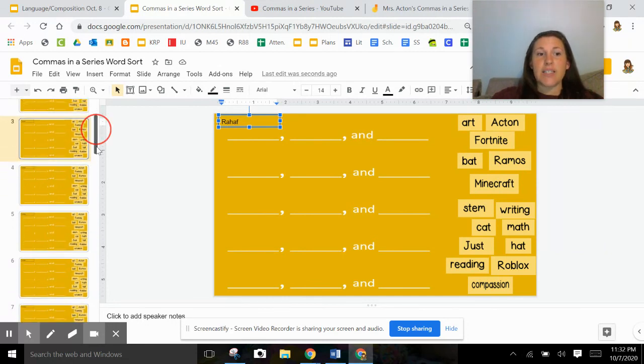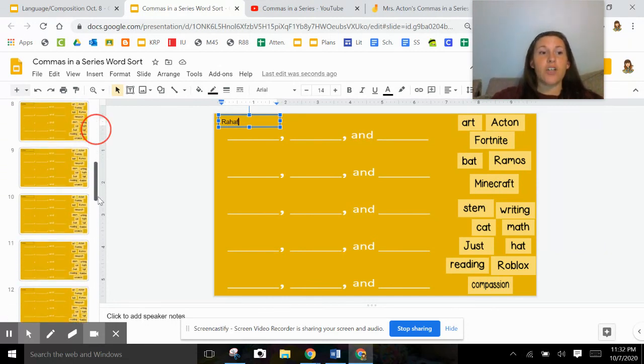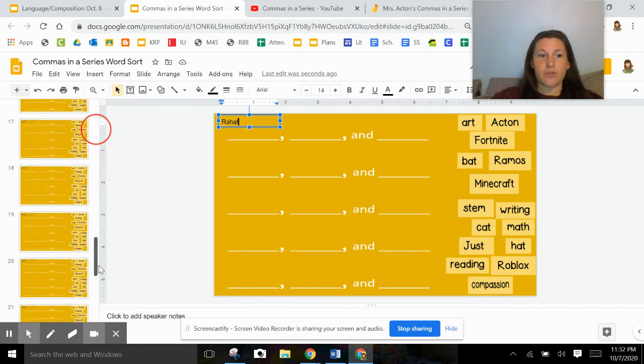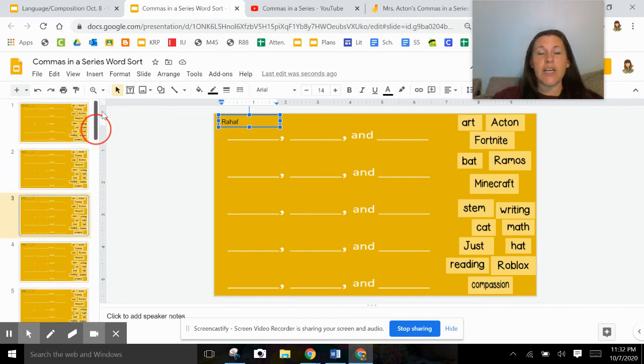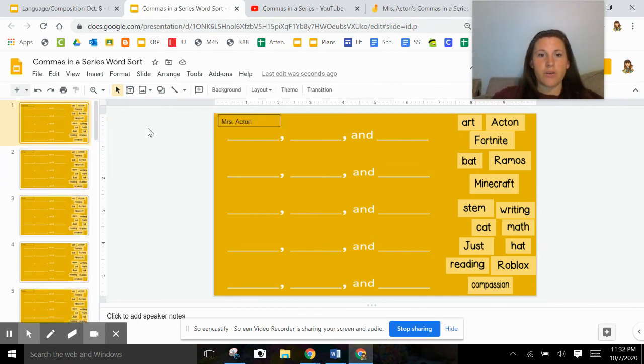And there should be a spot for every single person in every single classroom. So Miss Acton made one for Miss Ramos's class, Miss Just's class, and Miss Acton's class. So there should be a blank one for every single person. So I'm going to go to Miss Acton's.